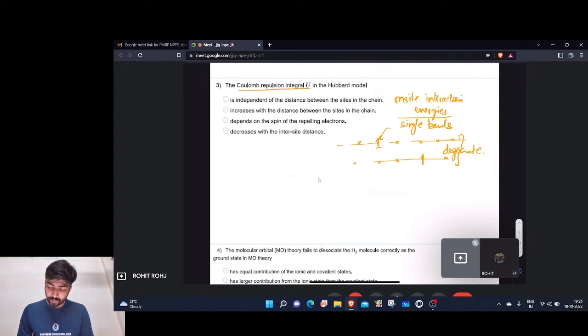and another scenario in which the distance between these two entities is different, let's say we now have 3 atoms in between. Still these two states will be degenerate because we are considering only the on-site interaction energies, and therefore the Coulomb repulsion integral in the Hubbard model is independent of the distance between the sites of the chain, and the rest of the 3 postulates, that it decreases, depends, or increases with distance, are not right. So the Coulomb repulsion integral is independent of the distance between the sites in the chain.